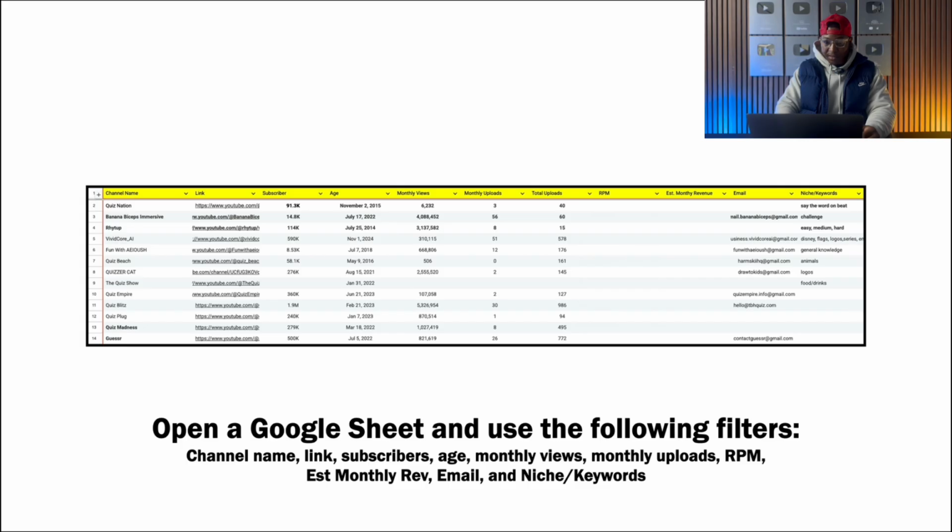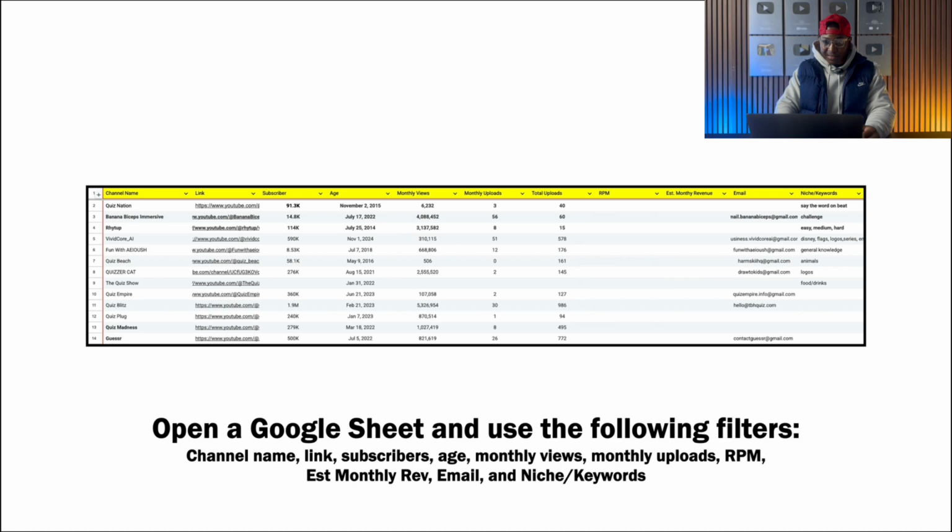Now let's go through what each of these means. Channel name is self-explanatory. We want the name of the channel because we're going to have to refer back to this later as we build our list. Then we need the link to the channel because we want to get to the channel immediately so we know exactly who and what we're searching.